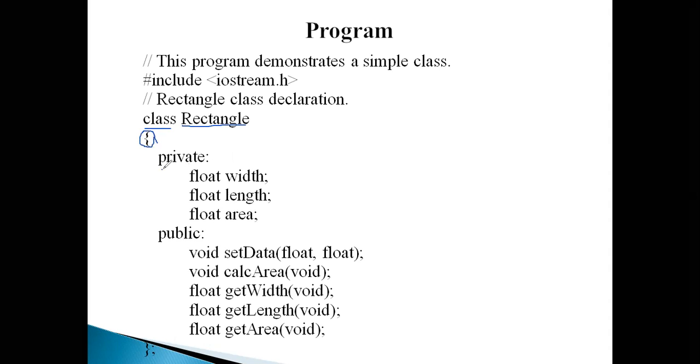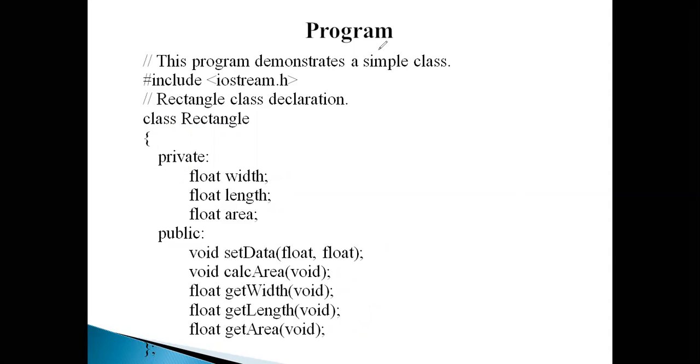Opening a class and then private. Under the private I am defining three data members: width, length, area of float data type. And under the public I am declaring, not defining, I am declaring the set data function, calc area function, get width, get length and get area. I am declaring all these functions and I am closing the class. So this is the way we specify the defining of a class.